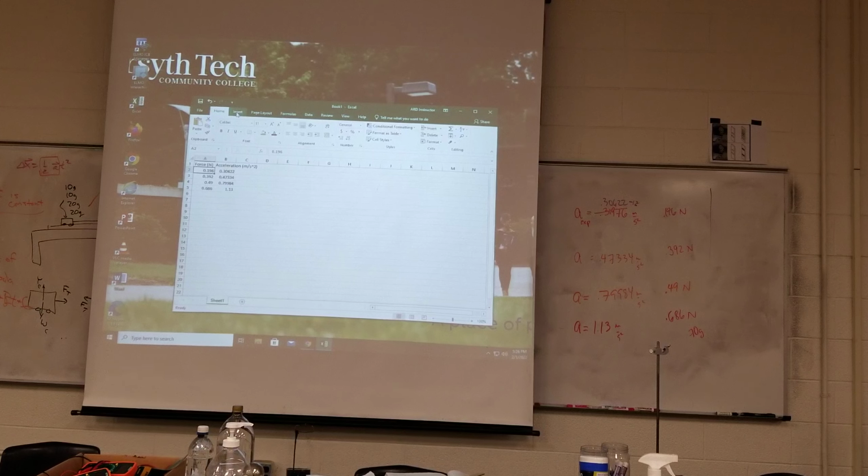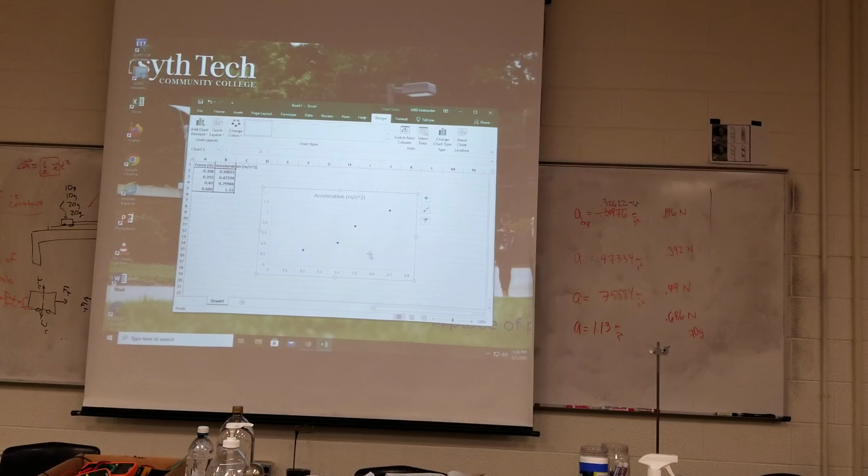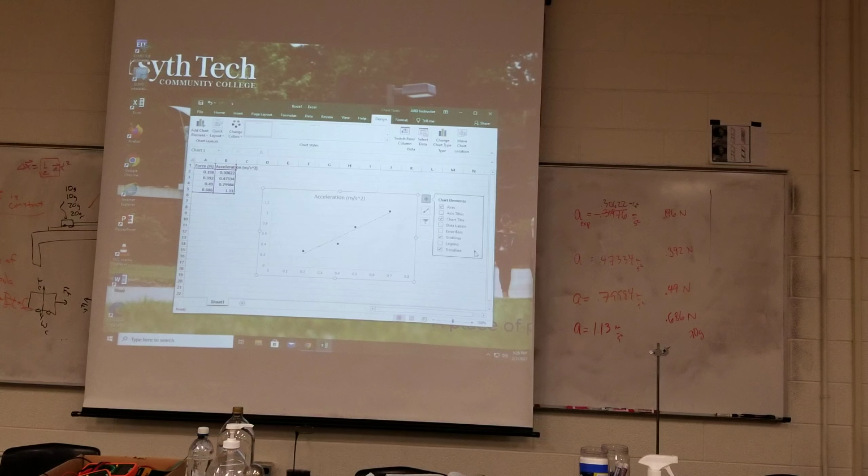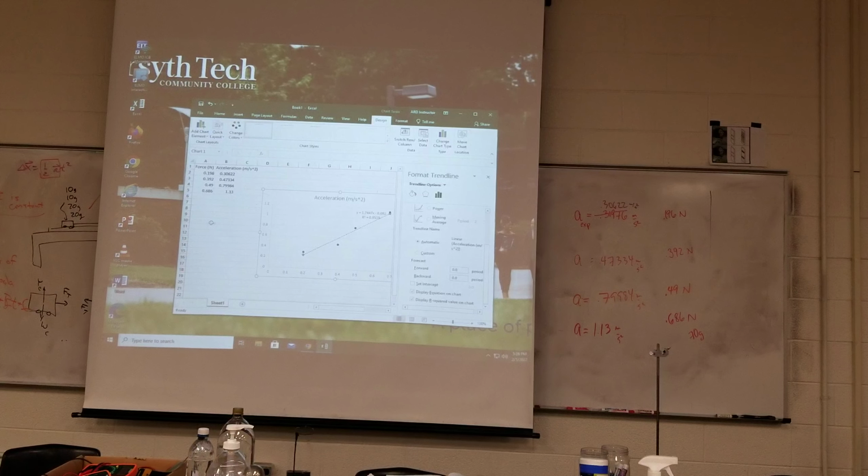And insert chart. One of those points is not like the others. And add a trend line. And for portions. And I want to display the equation and the R squared value. So we have a different slope there. We have a slope of 1.7447 if it had been done on a graph like this.